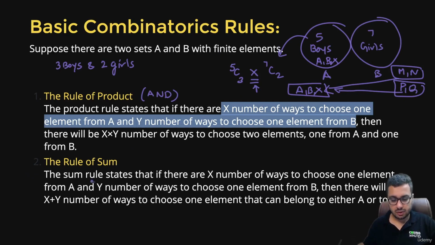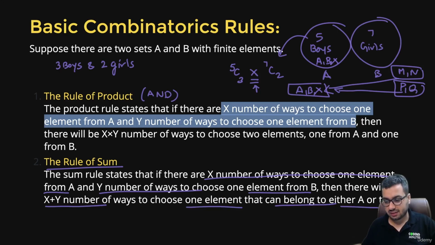Let's talk about the rule of sum. The rule of sum states if x number of ways are there to choose one element from set A, and y number of ways to choose some element from set B, there will be x plus y number of ways to choose one element that can belong to either set A or B.